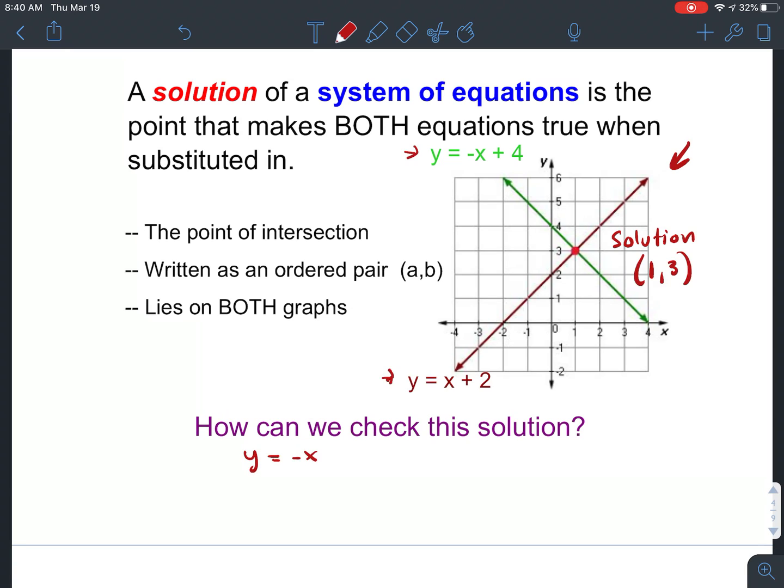y equals negative x plus 4. We want to test the solution (1, 3). So my y value is 3, my x value is 1. Negative 1 plus 4 is 3. It's a solution to that equation. Let's try the second one. y equals x plus 2. y equals 3, x equals 1, 3 is equal to 3. That's a solution, okay?